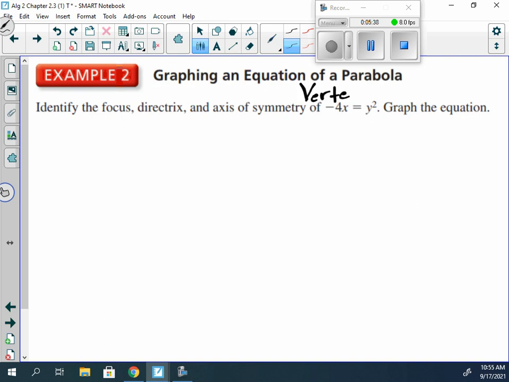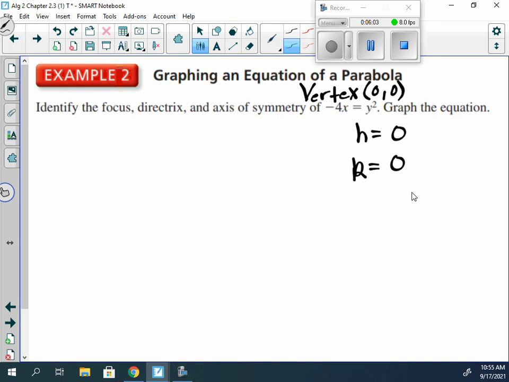So our vertex is at 0, 0, which is really telling me that h is equal to 0, and k is equal to 0. h and k are both going to be 0. Okay.